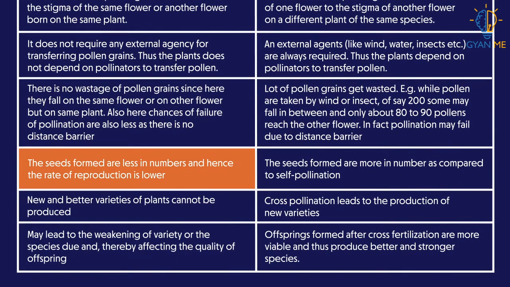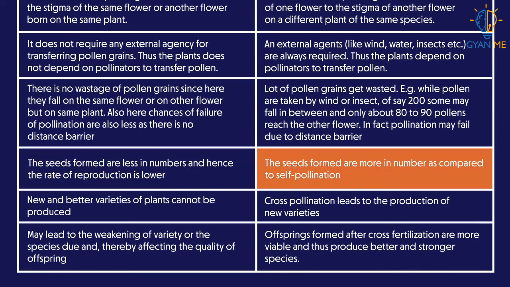In self-pollination, the seeds formed are less in numbers and hence the rate of reproduction is lower. Whereas in cross-pollination, seeds formed are more in number as compared to self-pollination, and hence rate of reproduction is higher.